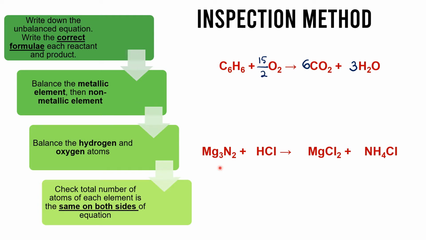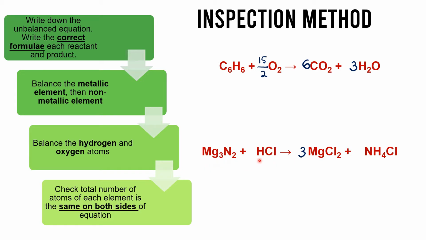So do we have a metallic element in this equation? The answer is yes. We have magnesium here. So first we have to balance the magnesium. We have 3 magnesium on the left, and on the right we have 1. So to balance, we have to put 3 in front of the Mg. Now we already have 3 Mg on the left and 3 Mg on the right.